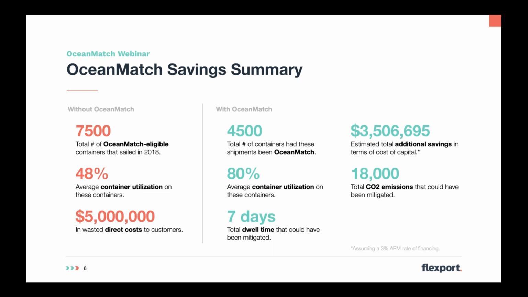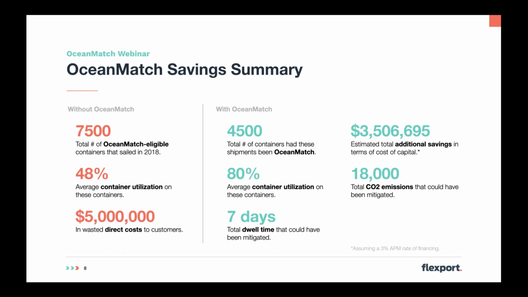Now, had we had the opportunity to consolidate these OceanMatch shipments into containers with complementary LCL cargo, the same amount of volume could have essentially moved on 4,500 containers instead. That's 3,000 containers fewer. And that is assuming we hit an average utilization of 80% on those containers. These are not even 100% utilization. And let's be very honest, achieving 100% utilization in freight is like playing Tetris. It's not going to work. You are in a very good position when you're anywhere between 80 and 90%. Anything more than that is very few and far between.